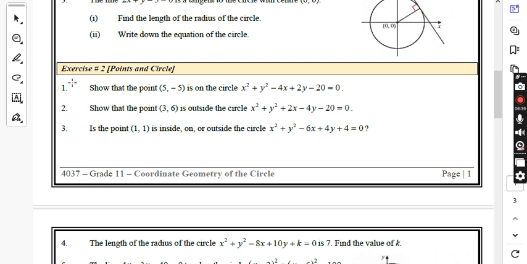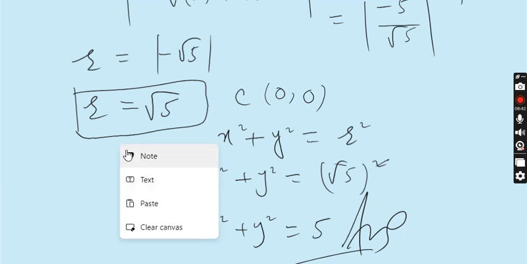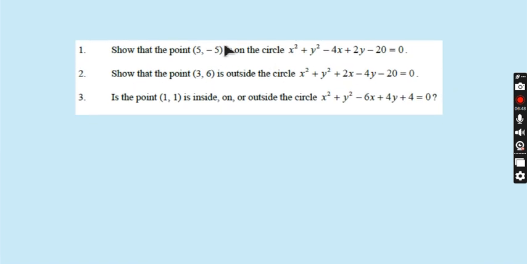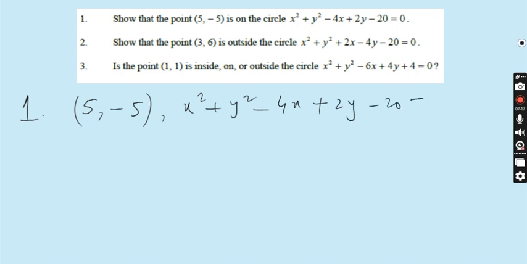The topic is points and a circle. Very easy. Very, very easy exercise. Question number 1: show that the point 5, minus 5 is on the circle x square plus y square minus 4x plus 2y minus 20 equals 0.